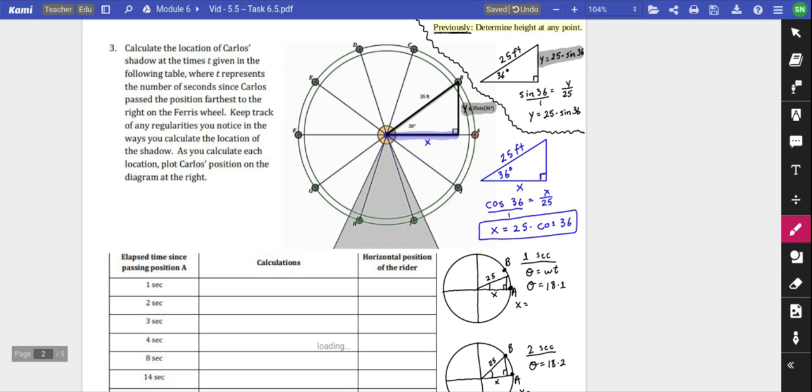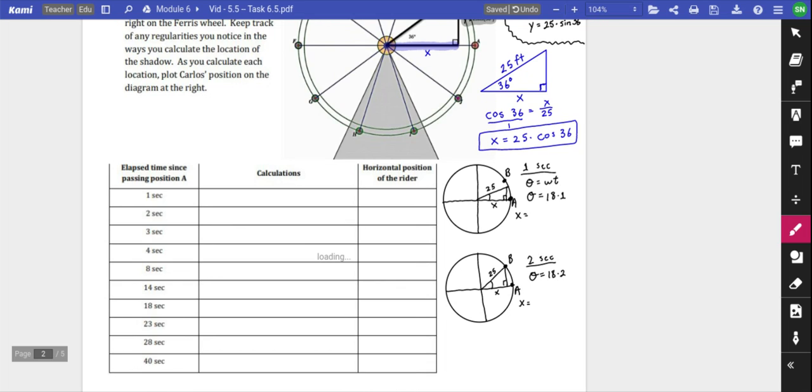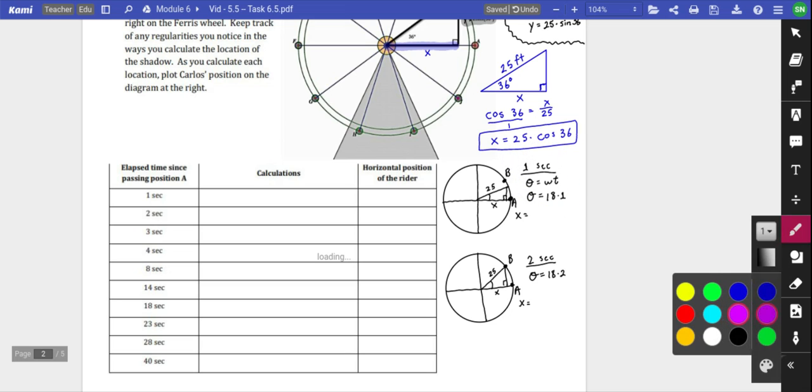I'm going to start with the numbers on the table. On the left hand side, it tells us how much time has passed. In the middle, we'll show the calculations. And then on the far right, we'll put the actual position. I started us off at 1 second right here. So this information is for 1 second.